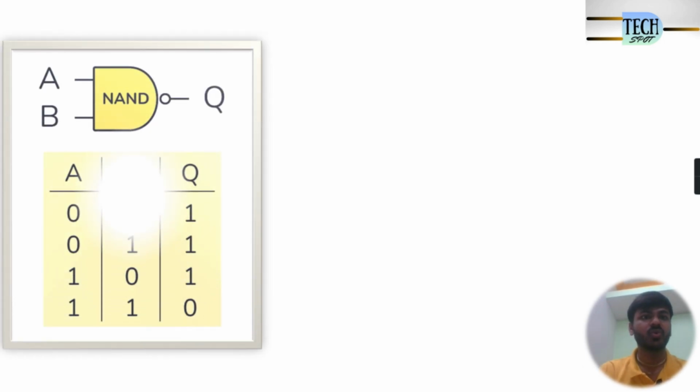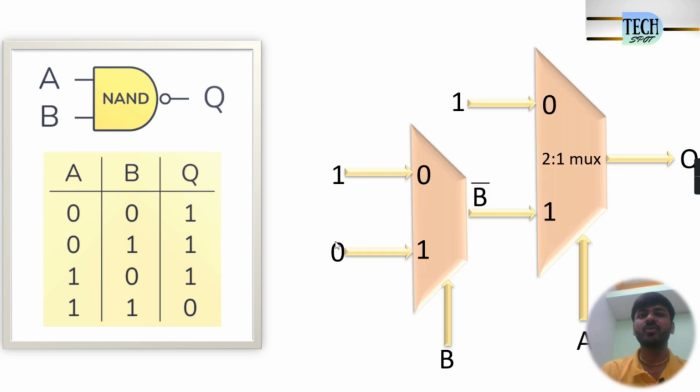Now guys, we are going to implement the NAND gate by using a 2:1 mux. So here you can see the truth table of the NAND gate. It is nothing but the inverse of the AND gate. So to implement this NAND gate, we'll draw a 2:1 mux. Here you can see on screen I have drawn a combination of 2:1 muxes. This first 2:1 mux acts as a NOT gate.